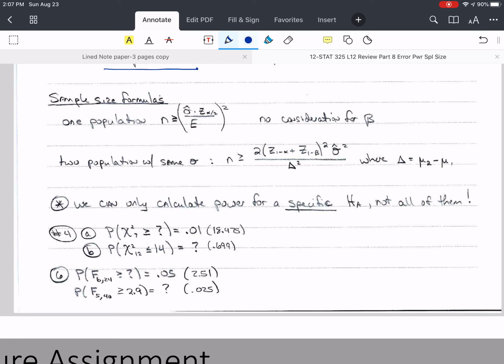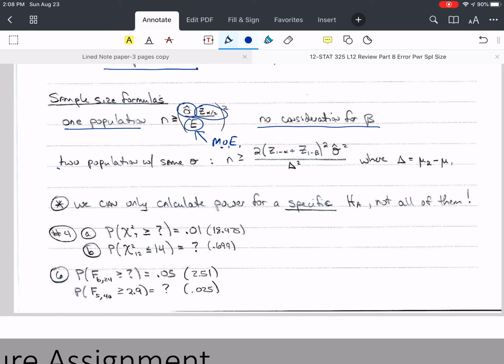Okay, so let's talk about sample size. So again, the only way that we can control type 2 error and type 1 error at the same time is to control our sample size. So if we have one population, we learned in Stat 222 that n will be greater than or equal to sigma hat times z alpha over 2 divided by e, which is our error. E is our margin of error. Okay, and notice that there's no consideration here for beta.